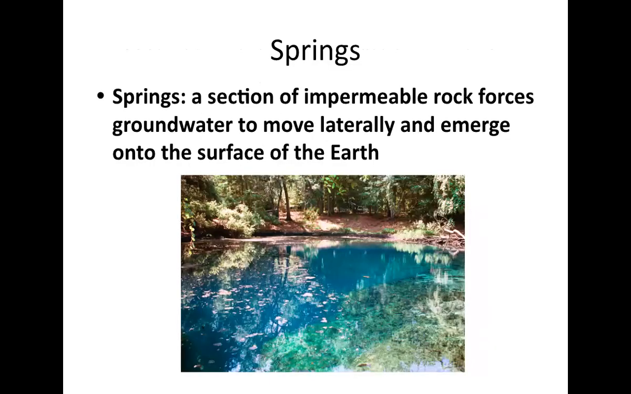Next is springs. Springs are a section of impermeable rock that force groundwater to move laterally and emerge onto the surface of the earth. So impermeable rock, which means water can or cannot go through? Cannot go through. It forces the groundwater to move laterally and then it emerges onto the surface of the earth.